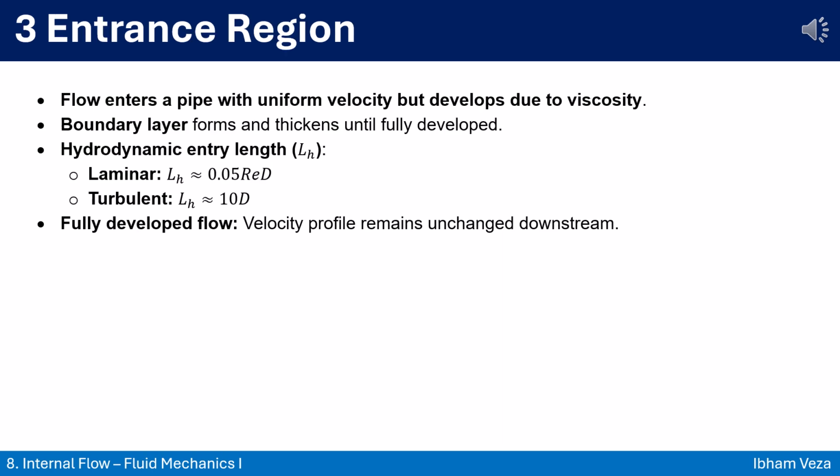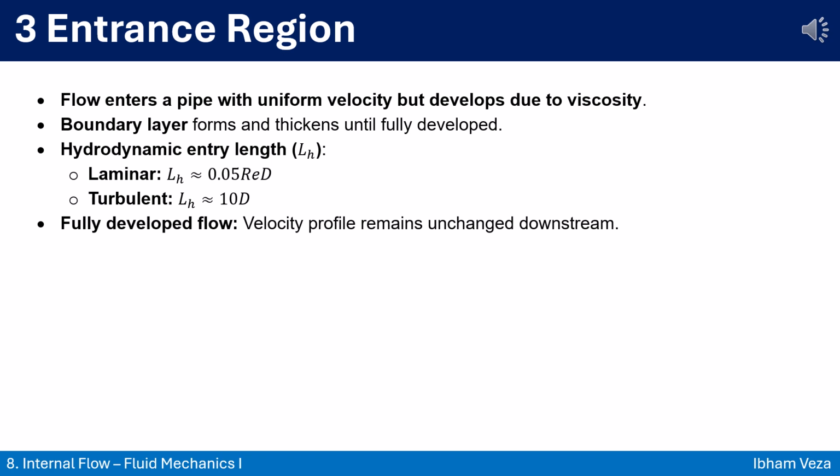3. Entrance region. When fluid first enters a pipe, it doesn't immediately behave the way we expect in the middle of the system. Initially, the fluid flows with a uniform velocity profile, flat across the cross-section. But as it moves forward, viscosity starts to act. This slows down the fluid near the walls and gives rise to a developing velocity profile. This evolving behavior is caused by the formation of a boundary layer, which grows thicker as the fluid travels downstream.